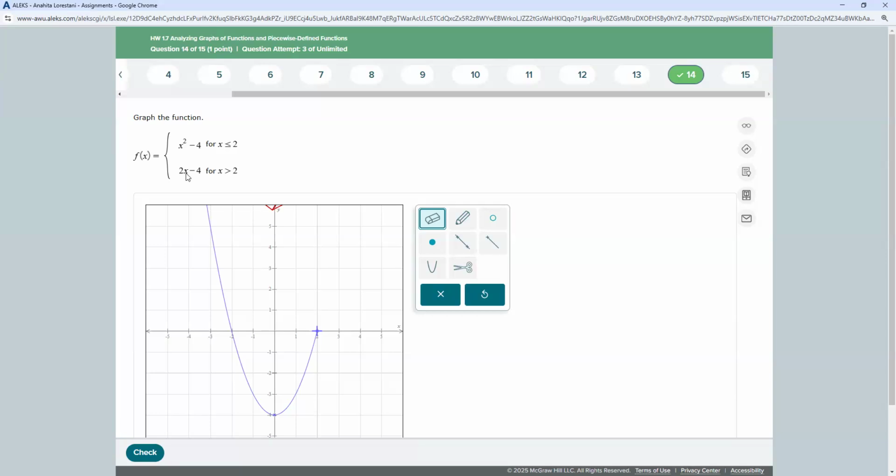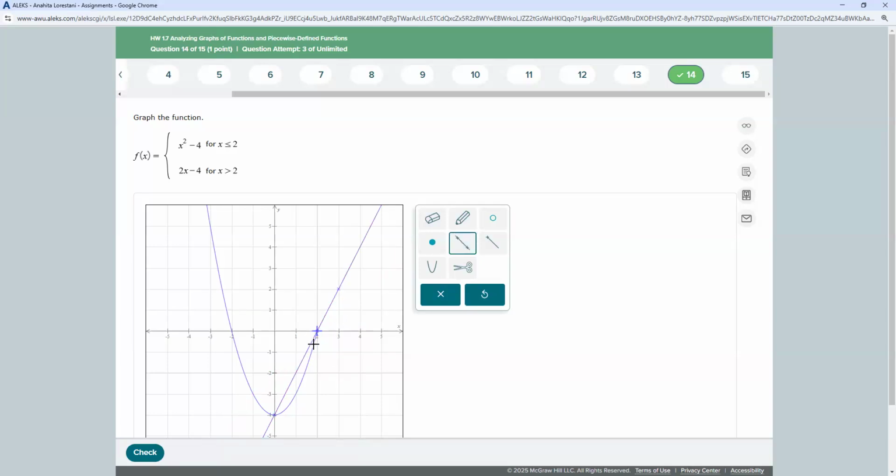So remember, for one point I substituted 2 for x. 2 times 2 is 4. 4 minus 4 is 0. So I have the point x is 2, y is 0. Then I need one more point. I put a point bigger than 2, like 3. I put 3 here. 2 times 3 is 6. 6 minus 4 is 2. So I have 2 points. I go and click on the line, 2, 0. The other one is 3, 2. 3, 2, that's my other point.